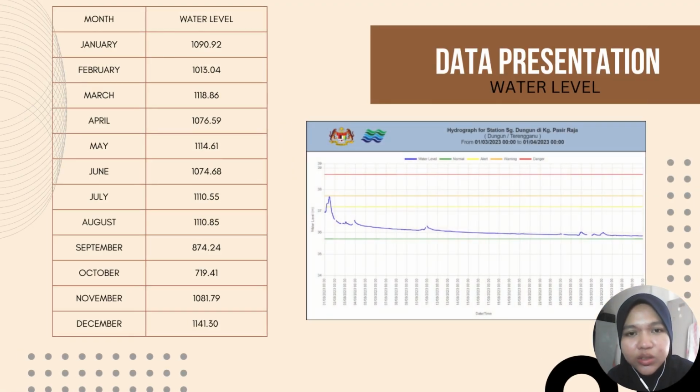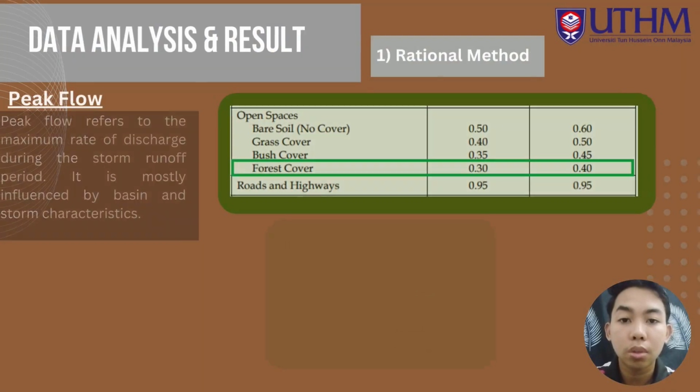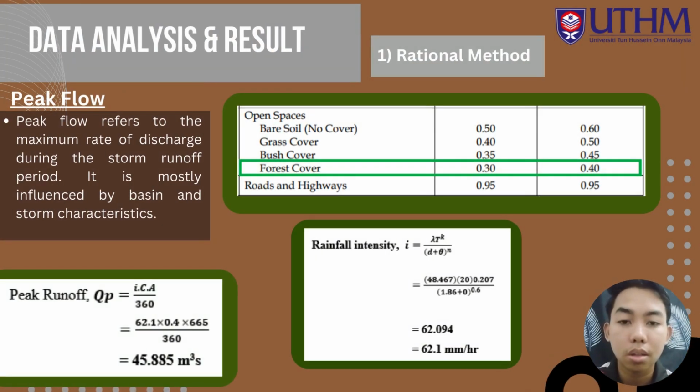Next, I will continue this presentation with the water level data. As you can see, this is data from January to December. From the previous slide, the rainfall events had three highest data, in February, March and April. For this water level, we take March, which is 1180.86 for the water level. I will continue with the data analysis and results part.